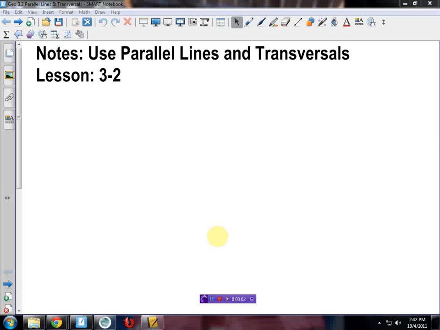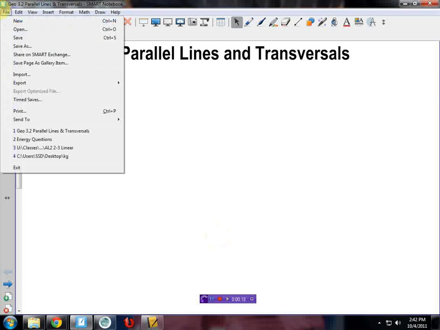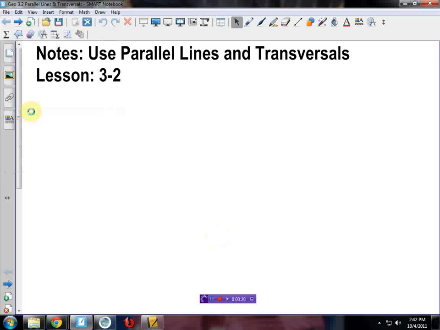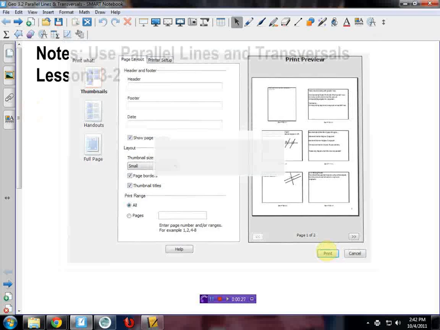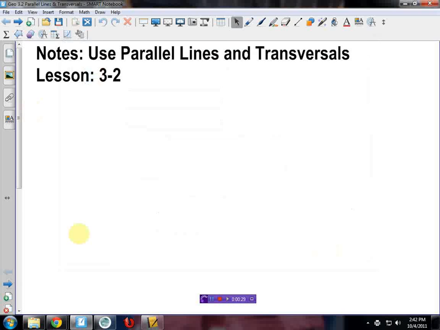All right, today in geometry we're going to cover lesson 3.2, which is parallel lines and transversals. Transversals was something that we covered yesterday, right? Yeah. And a transversal was two lines and a line that cuts through them, right? All right. So two lines and a line that cuts through them.